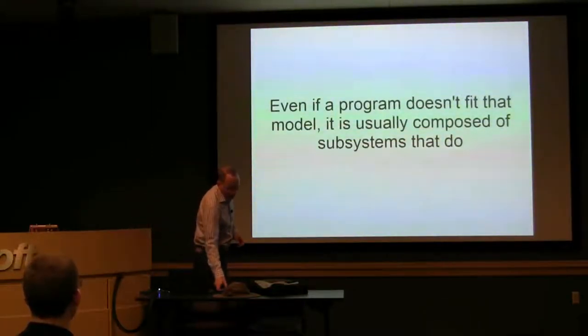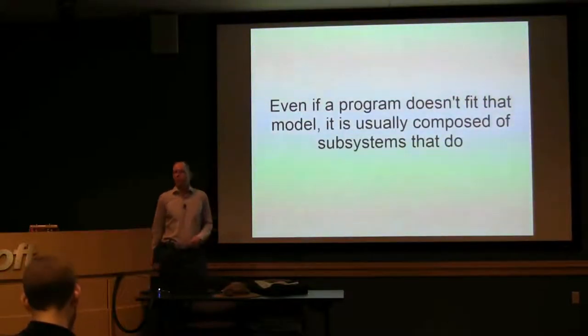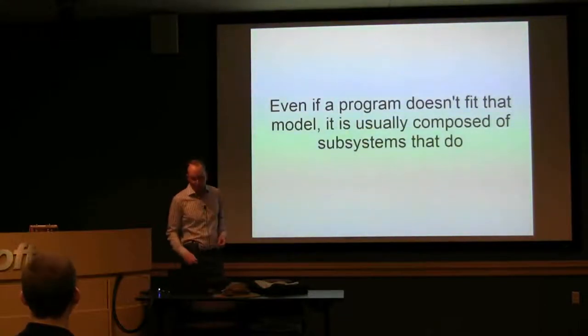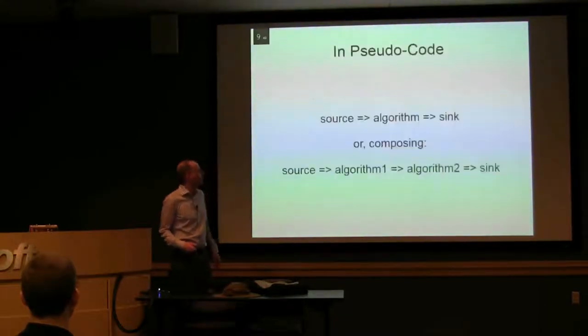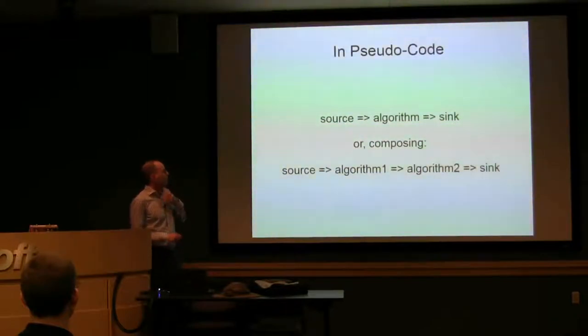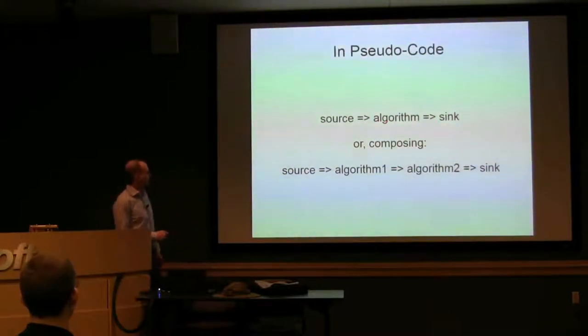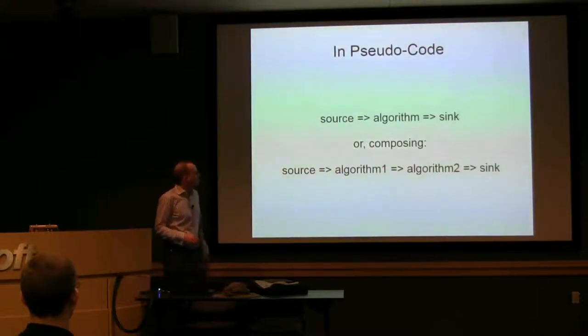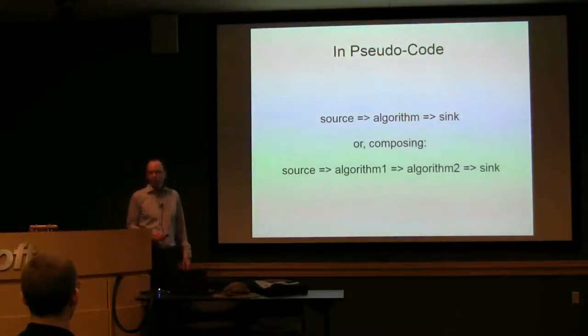And of course, not all programs do that. Some of them, like GUI interfaces, don't really fit that model, but they have subsystems in them that do. So in pseudocode, we can call it a source, algorithm, and a sink. Data comes from the source, gets ground up in the algorithm, and gets put into the sink. Or we can do composition. We can go from source to one algorithm to the next algorithm, et cetera, and then off to the sink. Does anybody think that's a reasonable component that can do that?